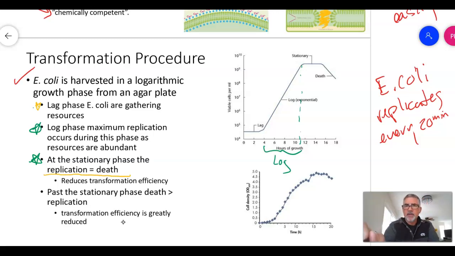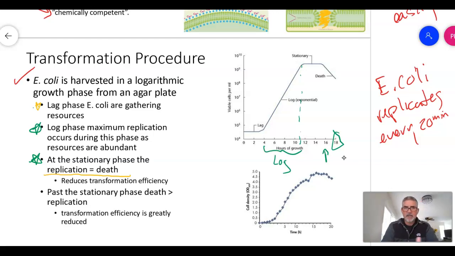So up to about 16 hours here, I'm in a stationary phase. So really between 4 and 11 hours is best, but if I can get it before 16 hours, it's better, right? 18 hours. So for the bacteria we use, use before 18 hours, because at 18 hours, then I'm really in that death phase, right?